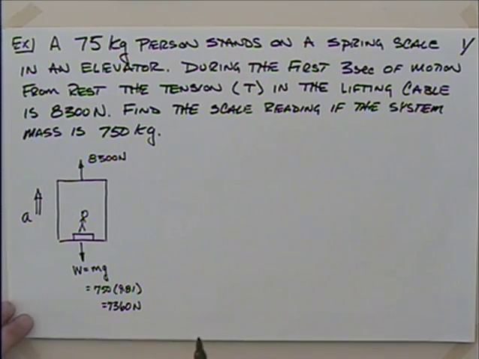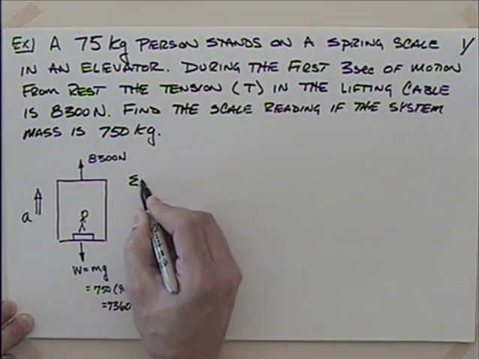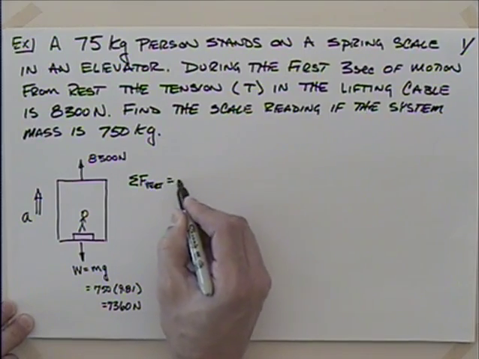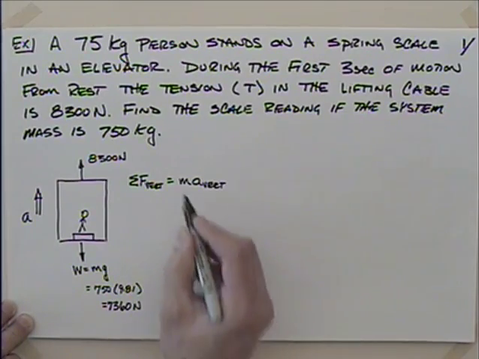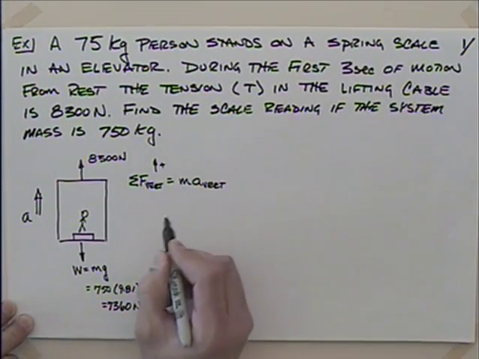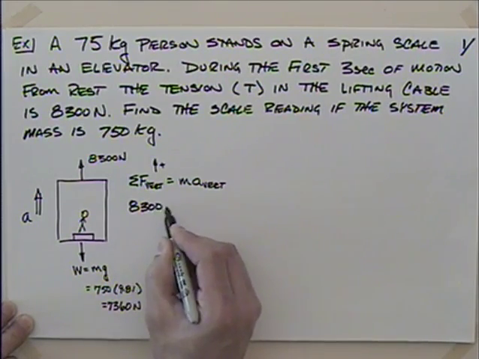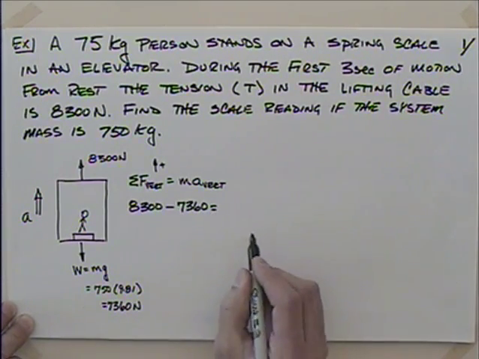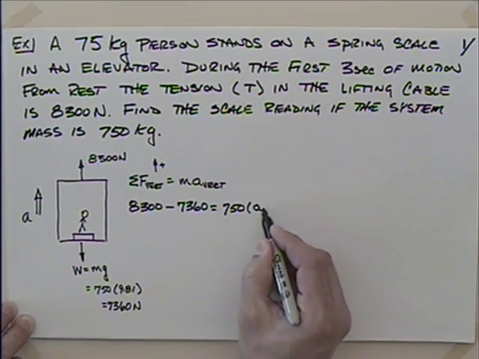So what I'd like to do then, for this elevator, is sum the forces in the vertical direction, setting them equal to mass times acceleration in the vertical direction. And if we take positive up, we could say that the vertical forces is 8,300 minus this weight that's acting down, 7,360, is equal to the mass of our system, we're told, 750 times the acceleration A.